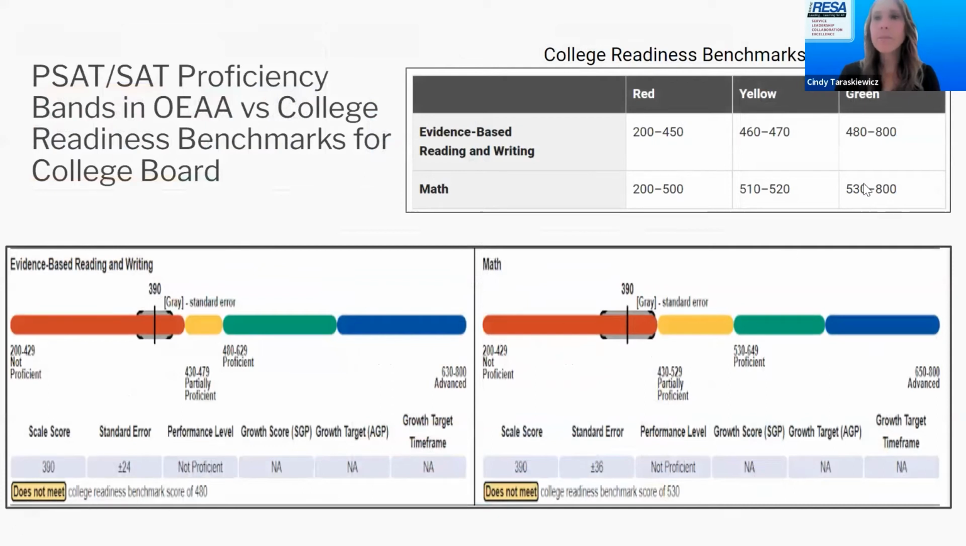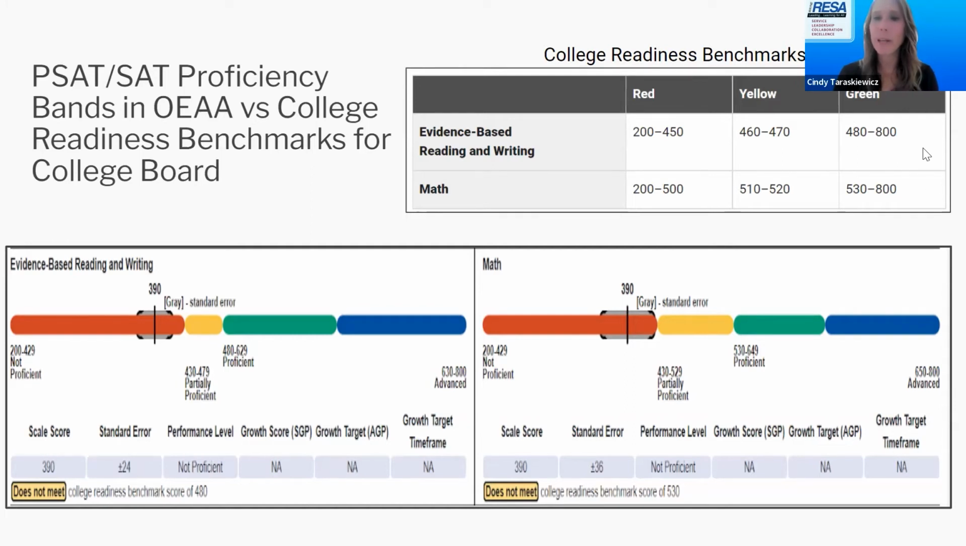I wanted to mention that when you're looking at your PSAT and SAT proficiency bands in OEAA versus your college readiness benchmarks for College Board. So you can see the top chart shows the college readiness benchmarks. There are 3 performance bands. The red is below, yellow is approaching, green is at benchmark. They have 3 performance bands for College Board.